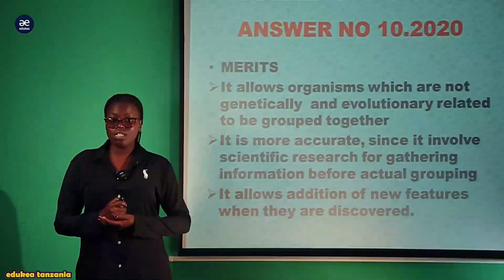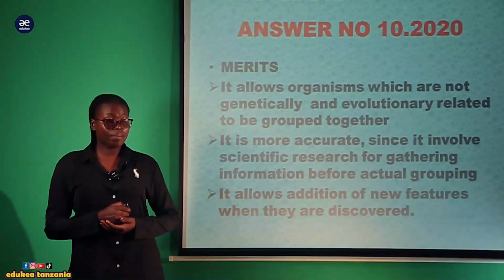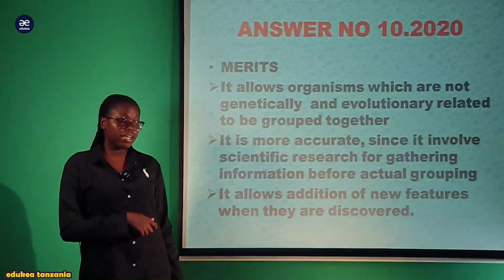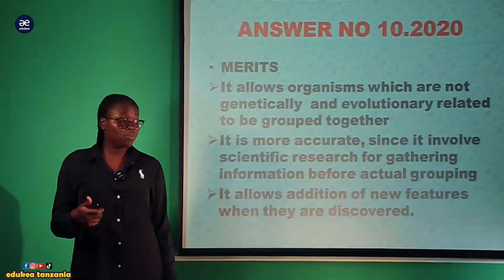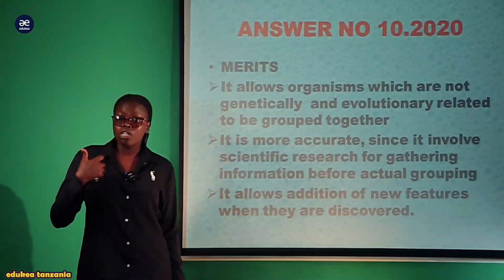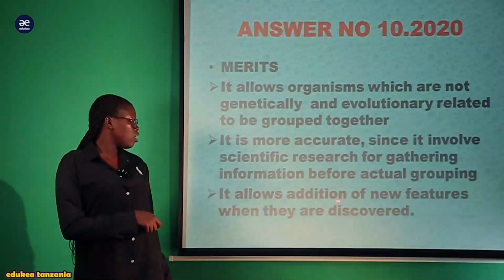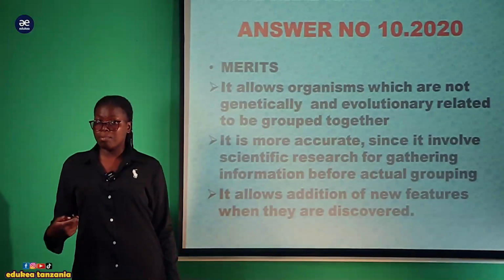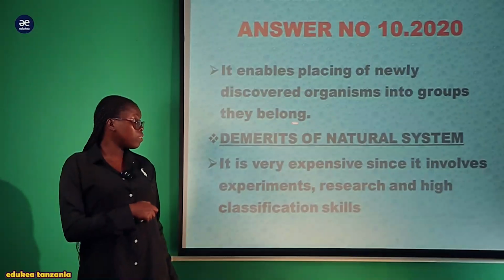So now let us shift to the question: give two merits of the natural classification system. In the natural classification system, all organisms which are genetically and evolutionarily related are grouped together. Also, it is more accurate since it can be subjected to biological findings and research, and it can be tested. Also, it allows addition of new features when they are discovered. Also, it enables placing newly discovered organisms into the group they belong to.